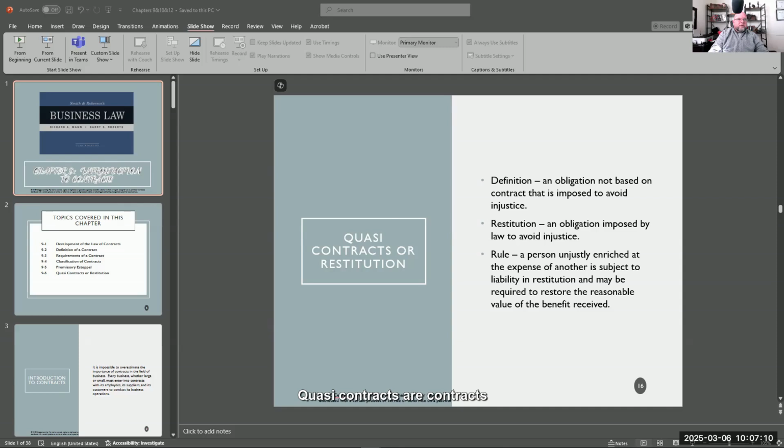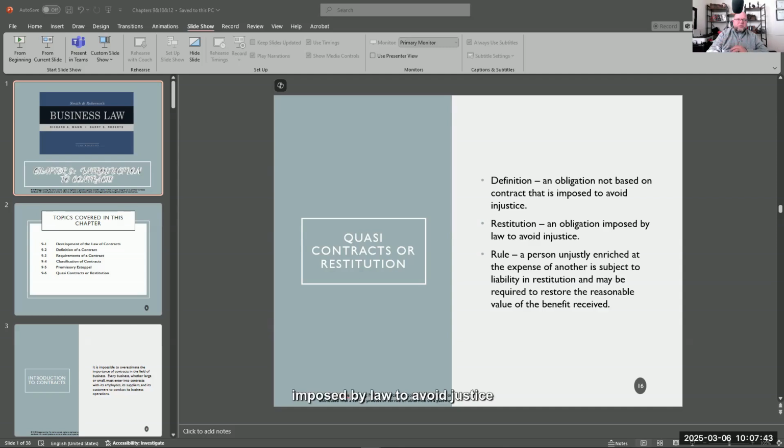Quasi contracts are contracts that are not based on a contract, as opposed to avoid any type of injustice. A quasi contract is one where the courts have looked at the actions of the parties and said, by your actions, you have a contract here. By what you have done, by the sheer action of the parties, the courts would view this as a legally binding contract and they would enter them into a quasi contract.